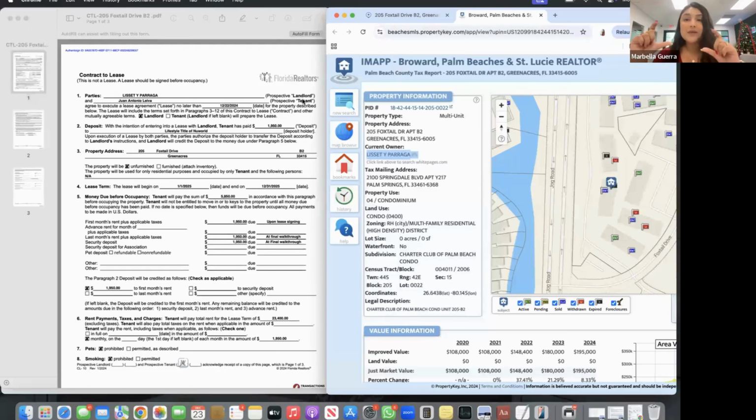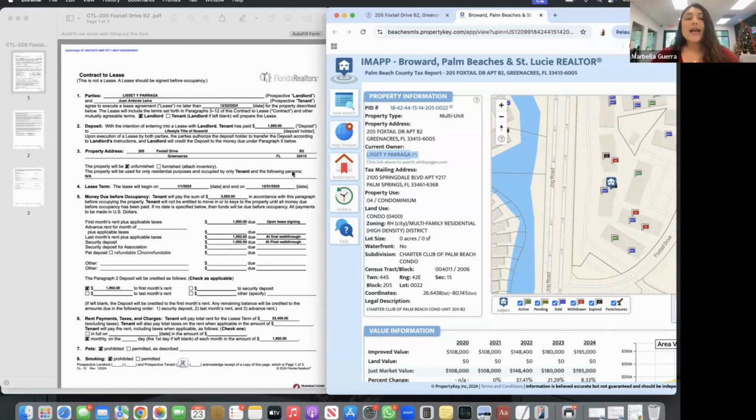When you receive their ID, you can see what their full name is. So I like to put my client's full legal name on the contract to lease so that when the landlord or listing agent is going to prepare the lease agreement, they know exactly what my client's name is and they can just go off of the contract to lease or just use their ID as well. So in this case, my client's name is Juan Antonio Leiva. Okay, so that is what I put on here.